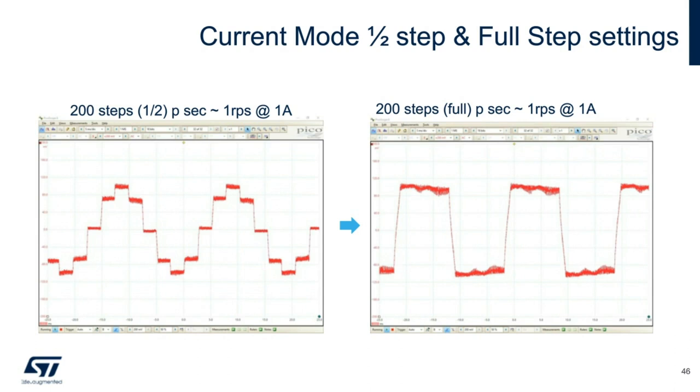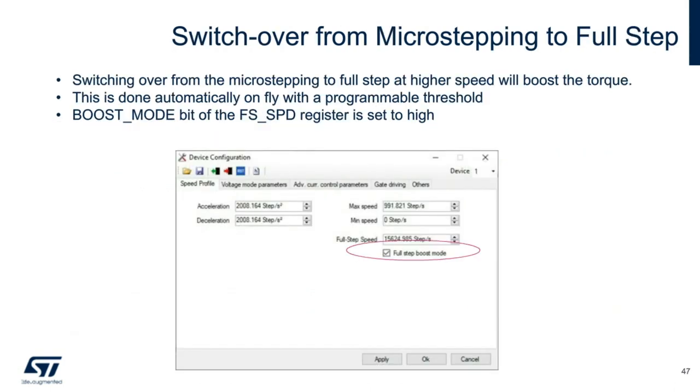The PowerStep01 has built-in feature which allow you to boost the torque at a higher speed. When the motor speed is greater than a programmable full step speed threshold, the device switches automatically to full step mode. The driving mode returns to microstepping when the motor speed decreases below the full step speed threshold. Going back to the microstepping ensures, again, the smooth and high resolution. The boost threshold is set through the related parameter in the FS_SPD register.